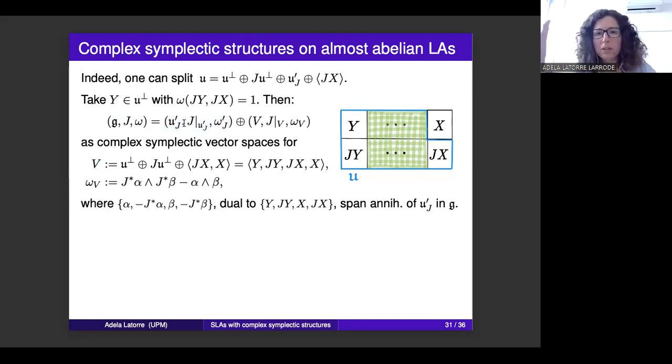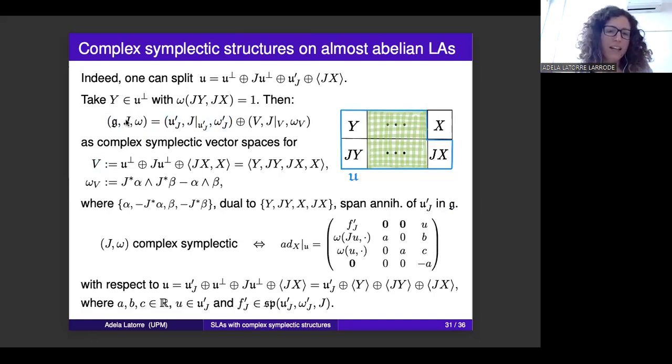Well, these two parts behave well with the symplectic structure and the complex structure. In this sense, that's why I saw that the two diagrams agree in a good way. And the fact that this pair is a complex symplectic structure is equivalent to having this block structure on the adjoint of X.